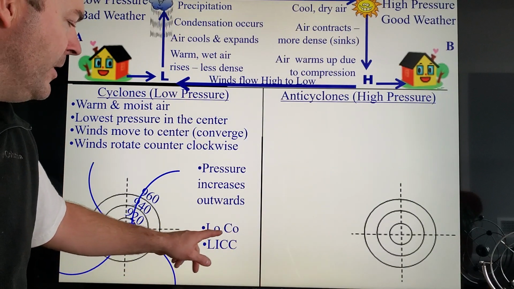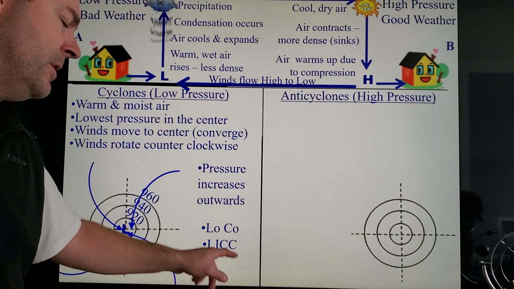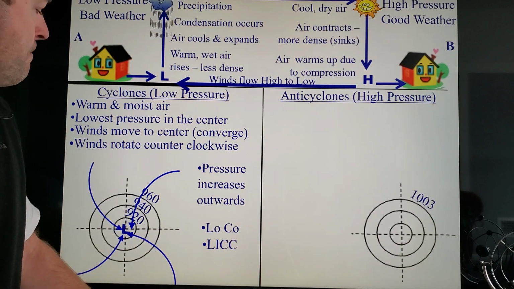A couple of ways some students like to remember. LOCO, right? Low is convergent. Or LIC. Low is inward and counterclockwise. Whatever helps you remember it.